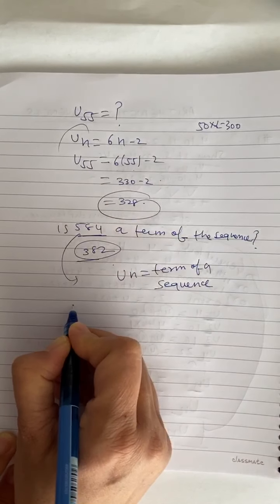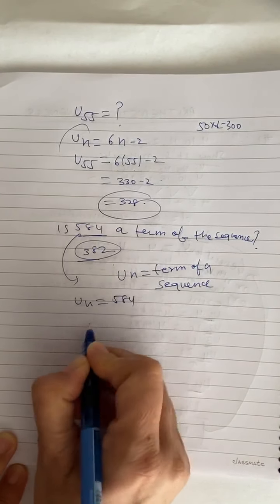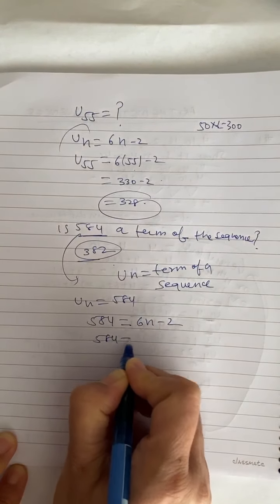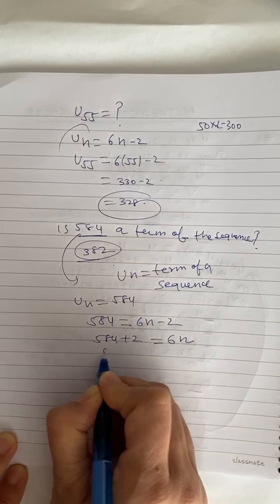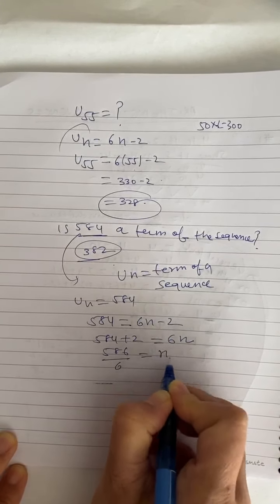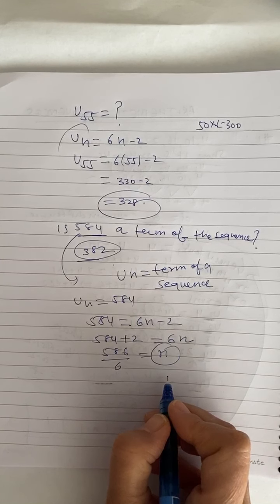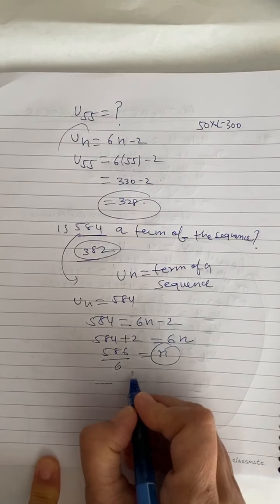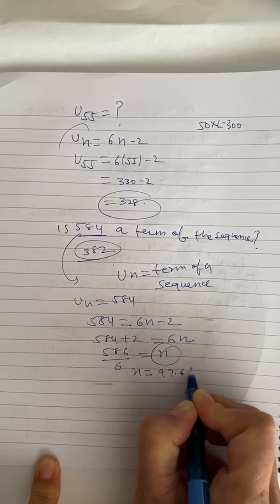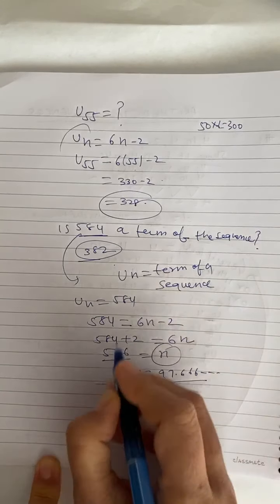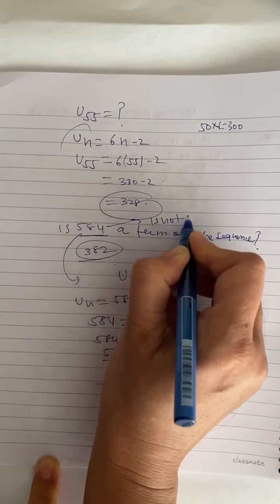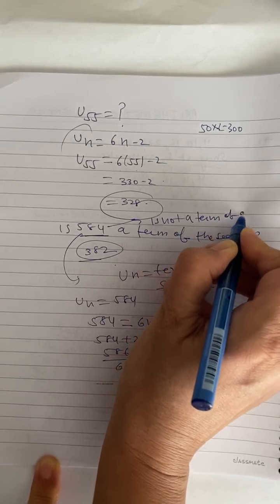So what you need to do here is substitute un as 584. So 584 equals 6n minus 2, so 584 plus 2 is equal to 6n, and then 586 over 6. If you get n as a whole number, it means it is one of the terms in the sequence. If you do not get a whole number, it's not a term. So here when you divide this, you get 97.666, which means 584 is not a term of the sequence.